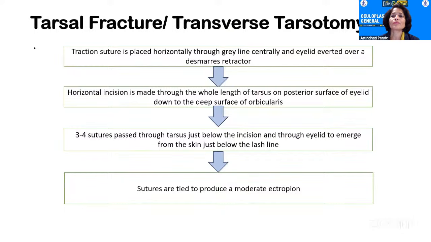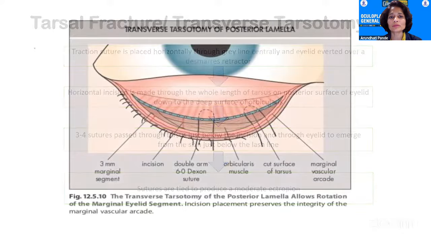Tarsal fracture. Traction suture is placed horizontally through the gray line centrally and the eyelid is everted over a Desmarres retractor. A horizontal incision is made through the whole length of the tarsus on the posterior surface of the eyelid, down to the deep surface of the orbicularis. Three to four sutures are passed through the tarsus just below the incision and through the eyelid to emerge from the skin just below the lash line, and the sutures are tied to produce a mild ectropion.